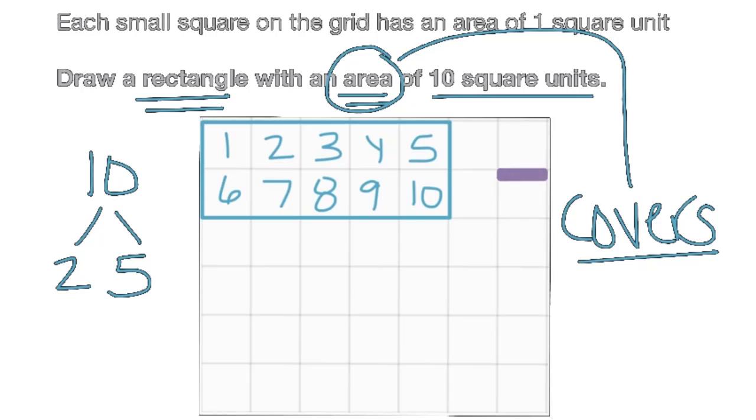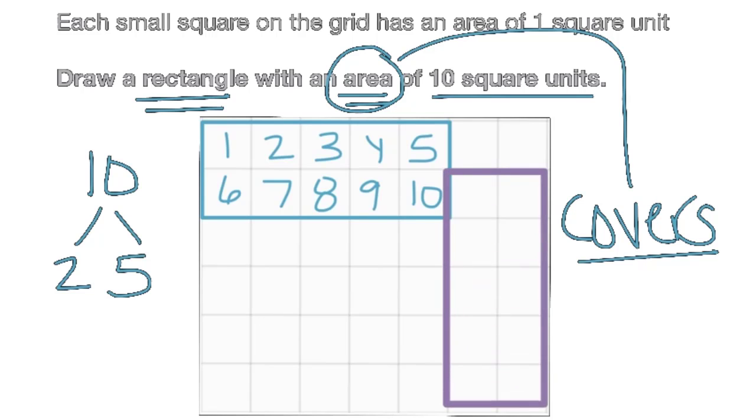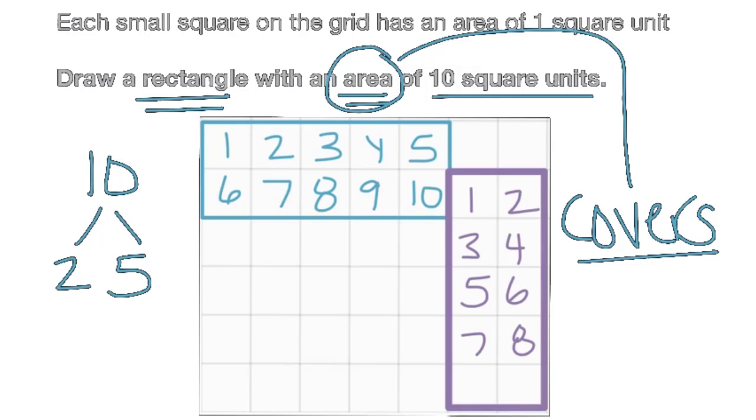Here we go. Here's a rectangle. And this one will cover 1, 2. So we have rows of 2, and there's 5 rows. So 1, 2, 3, 4, 5, 6, 7, 8, 9, 10. So again, this rectangle covers 10 square units.